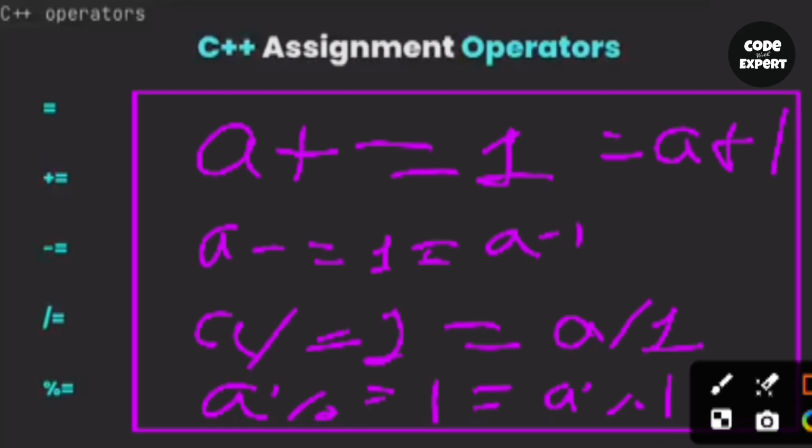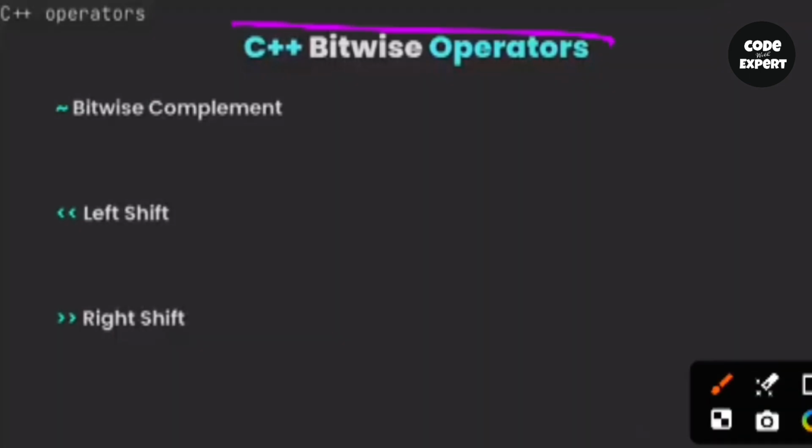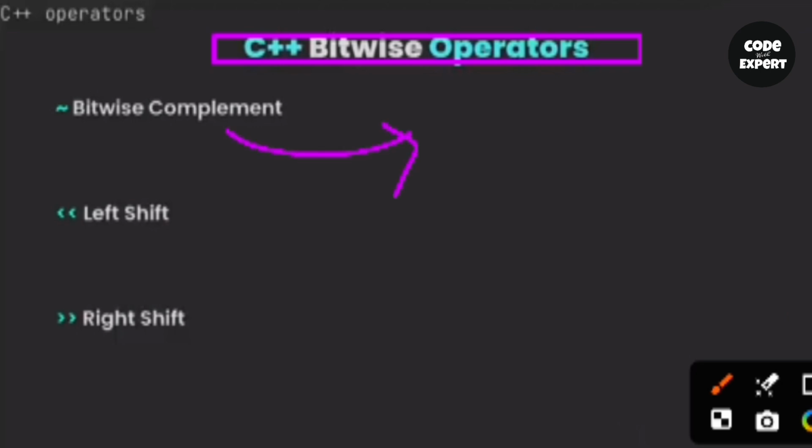Now let's move to our new operator, that is the bitwise operator. What is the bitwise operator? First we will see the bitwise complement operator. This is similar to the logical NOT operator.